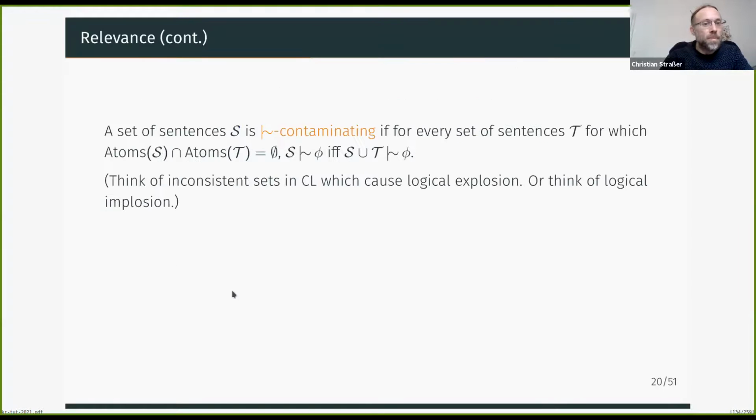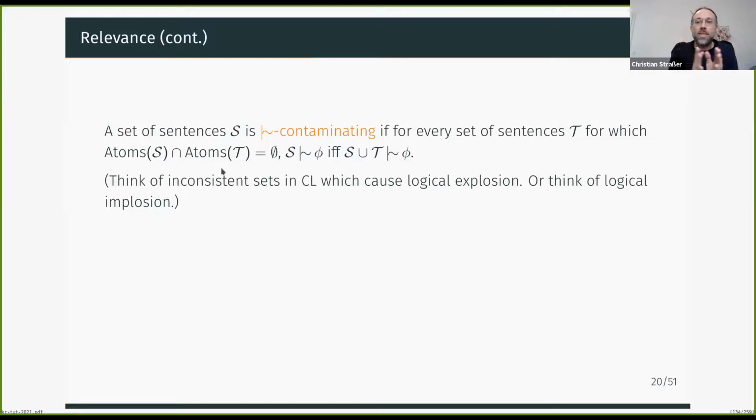Okay. Another notion which is often mentioned in connection with non-interference is contamination. So contamination is the following. What you would want to avoid is that you have a certain set of sentences such that if something is derivable from this set, then it is also derivable from the set together with any arbitrary set of sentences, where the only property that this arbitrary set should fulfill is that it doesn't share atoms with your starting set.